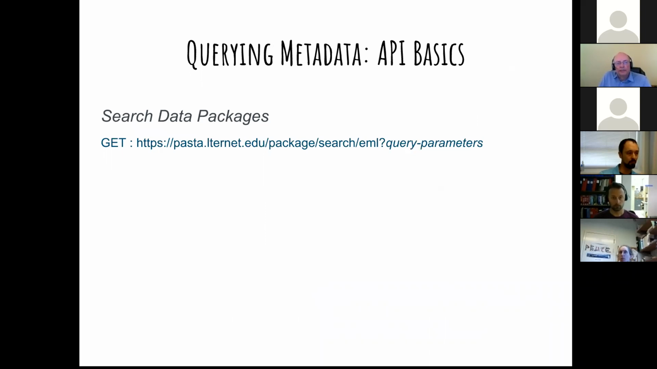Next, let's look at how to compose queries. The formal documentation for the Search API looks simple enough. Using the HTTP GET method, retrieve the results from searching Pasta's EML data packages. But the richness of this web service is the portion that comes after the question mark, the query parameters. We will explore this further with several examples.